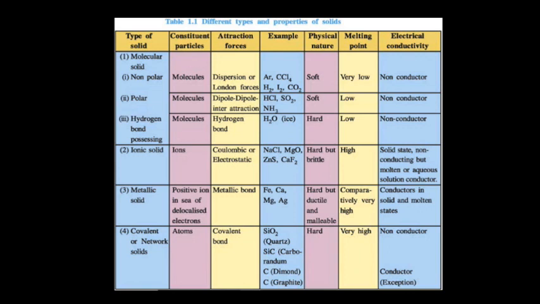Second type of solid is ionic solid. Here the constituent particles are ions. Attraction forces are Coulombic or electrostatic forces. Examples are NaCl, MgO, ZnS, CaF2. Physical nature hard, melting point high. Electrical conductivity: in solid state a non-conductor of electricity, but molten or aqueous solution are conductors of electricity.